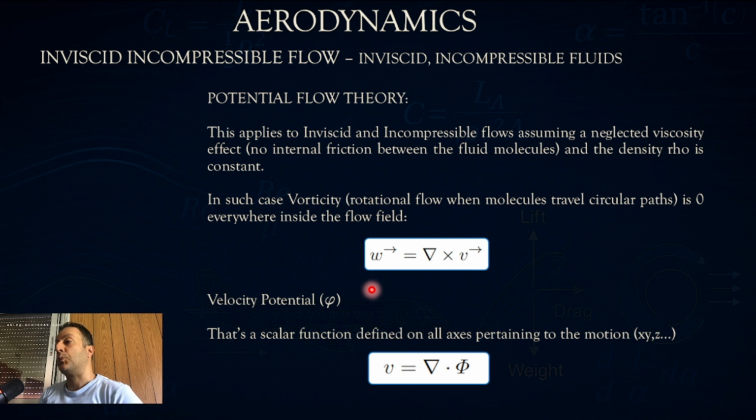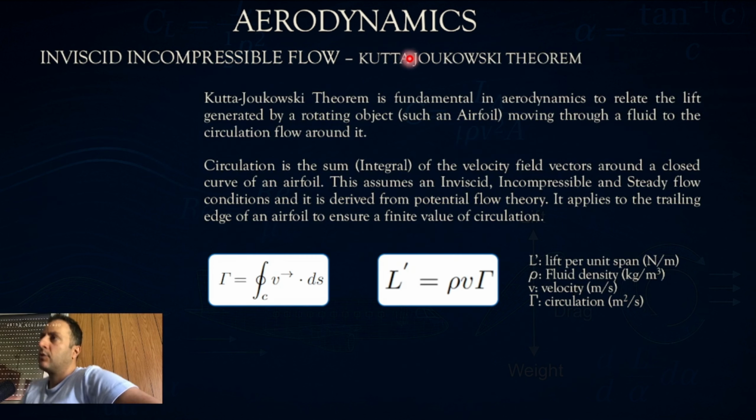The velocity potential phi is a scalar function defined on all axes pertaining to the motion, x, y, z. On the x, y, z axes, v equals the gradient of the velocity potential throughout the path of the flow. Okay, that expresses how the velocity vectors change throughout the flow path.